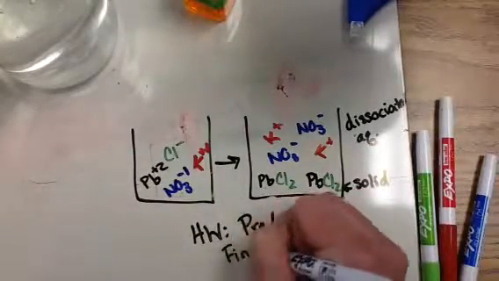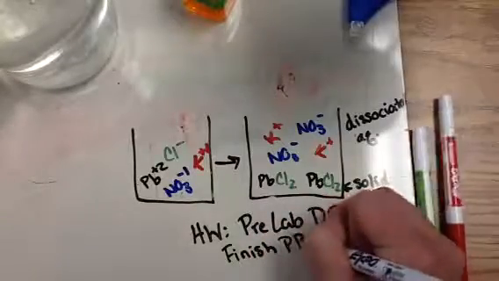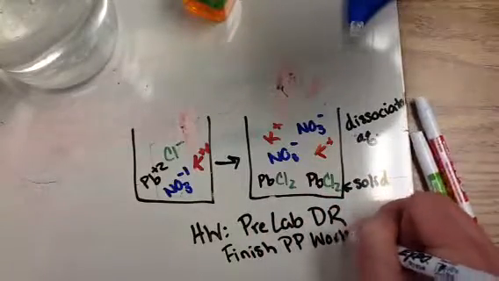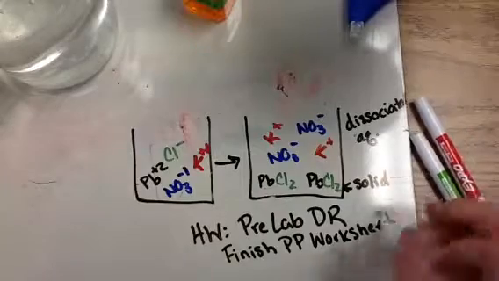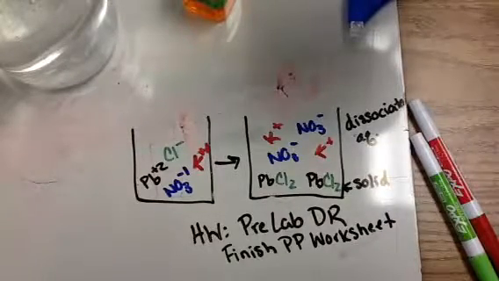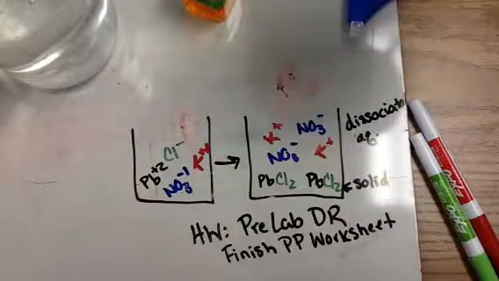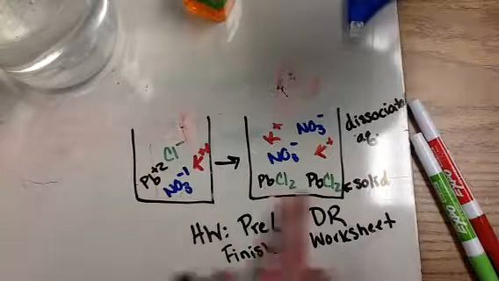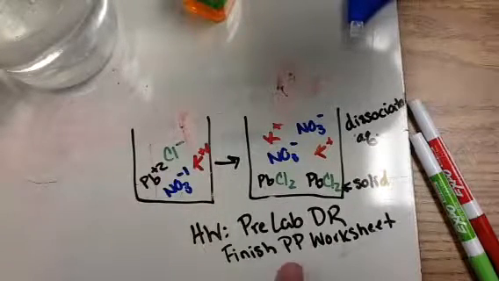So you're finishing the predicting products worksheet if you didn't finish it already, and however much of the balancing monster practice with the types of reactions on the side that you need to do. But these two are the ones that I'm going to be looking for next class.